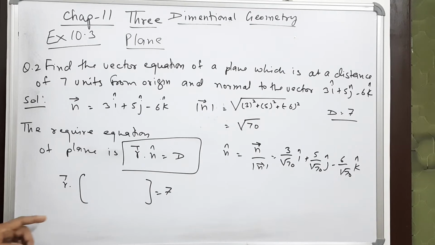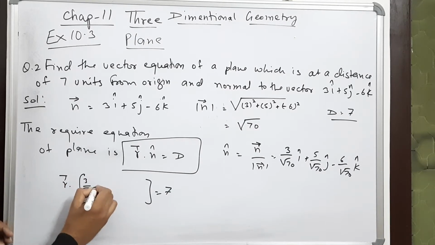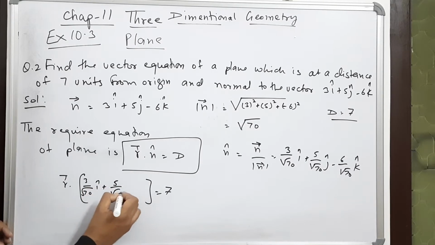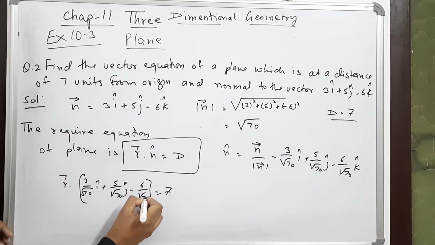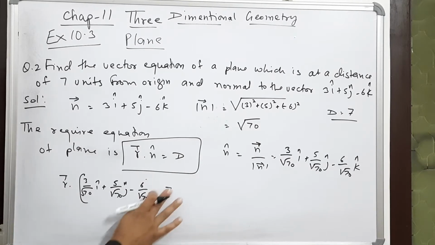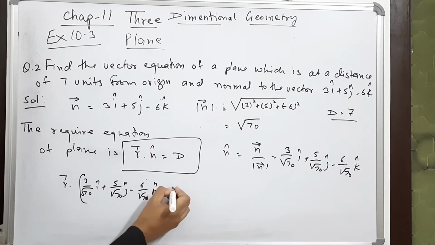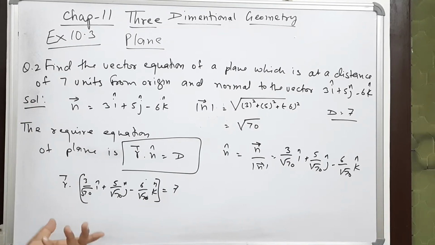And what to write here? We will write here 3 upon root 70 i cap plus 5 upon root 70 j cap minus 6 upon root 70 k cap equals 7. So in this way we can find the equation of the plane in the normal form. It is a normal form.